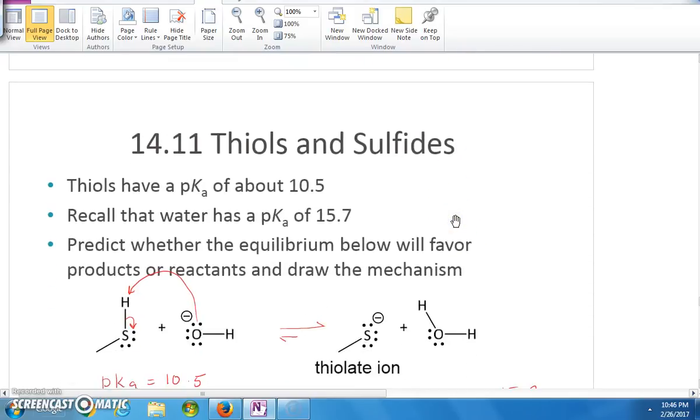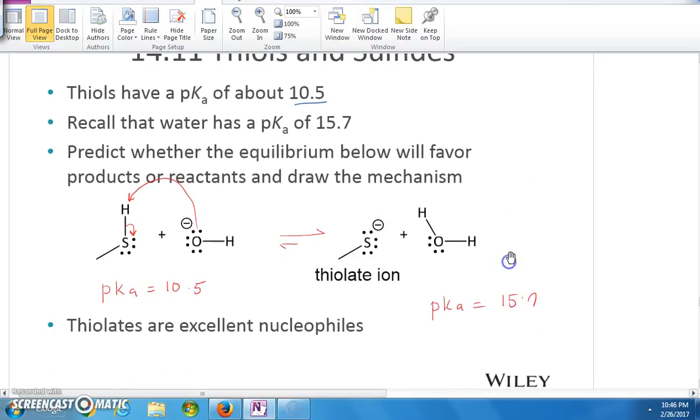Thiols have a pKa of about 10.5. Recall that water has a pKa of 15.7. So in this kind of reaction, we know definitely that the reaction always favors the weaker acid, and so the reaction favors the product side. Even if we didn't have pKa values, we can always rationalize it, because the negative charge on a bigger atom like the sulfur is going to be more stable. So the reaction will always favor the more stable conjugate base.